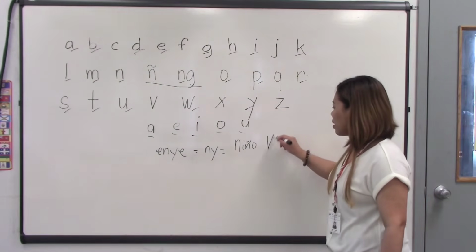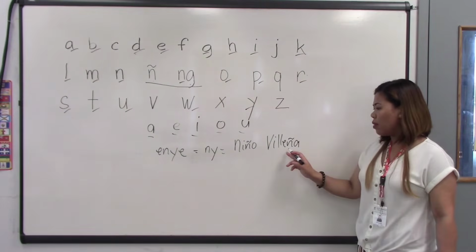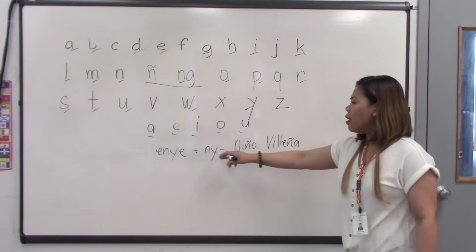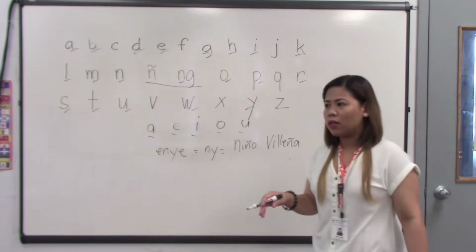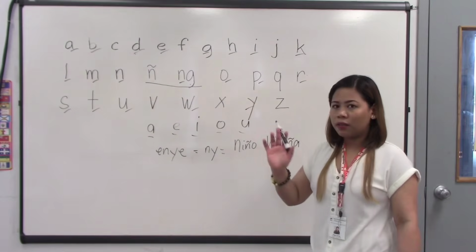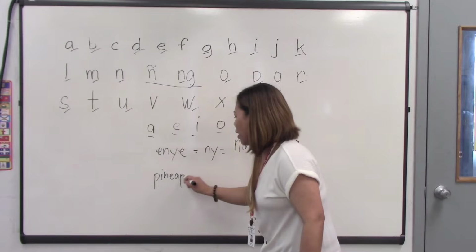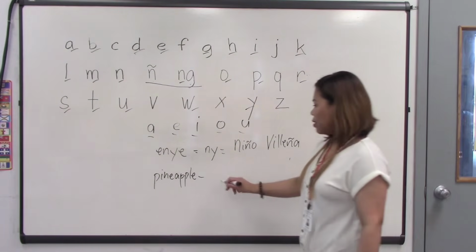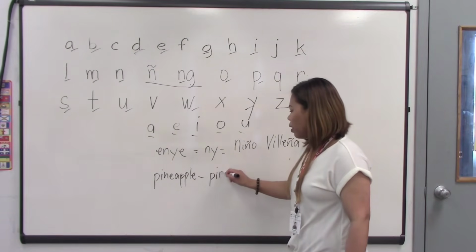If his last name is Villena, and if this is an Enye here, then we don't say Villena, it's Villenya. It's Nya. It's a combination of N and Y. Also, during the Spanish colonization, when we say the names of things, like for example, pineapple, pineapple is piña in the Philippines. So in Filipino, it's piña. We spelled it like this before.